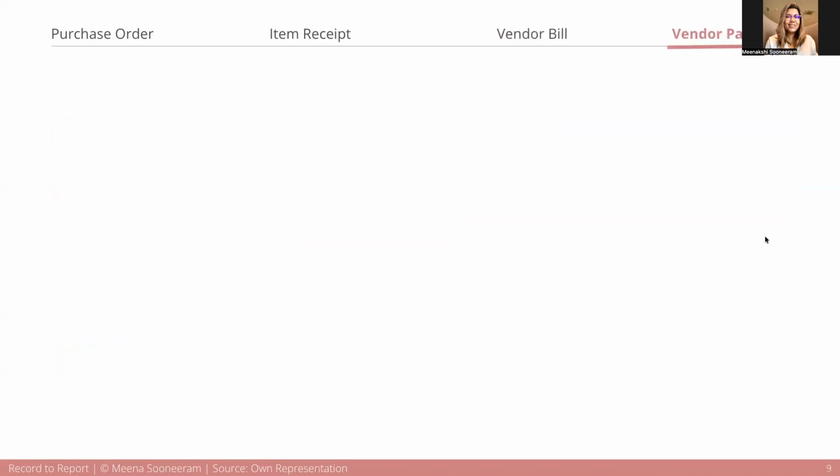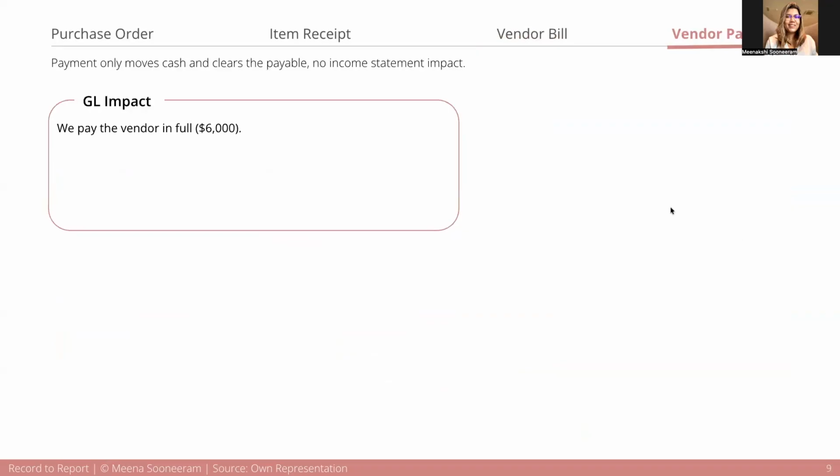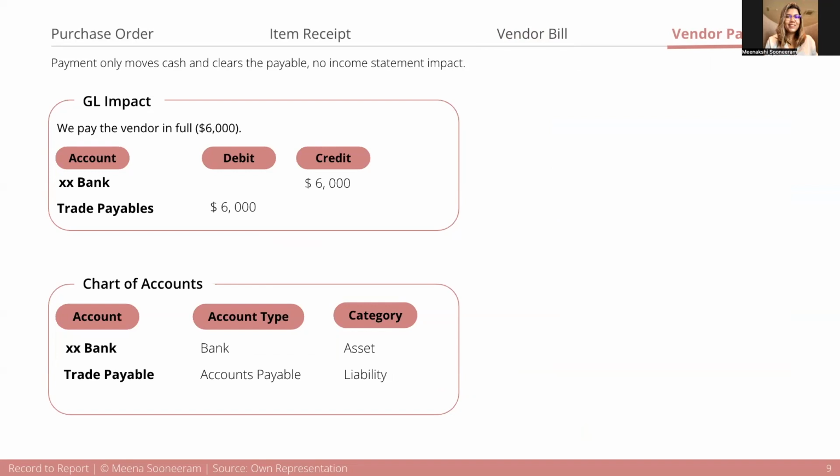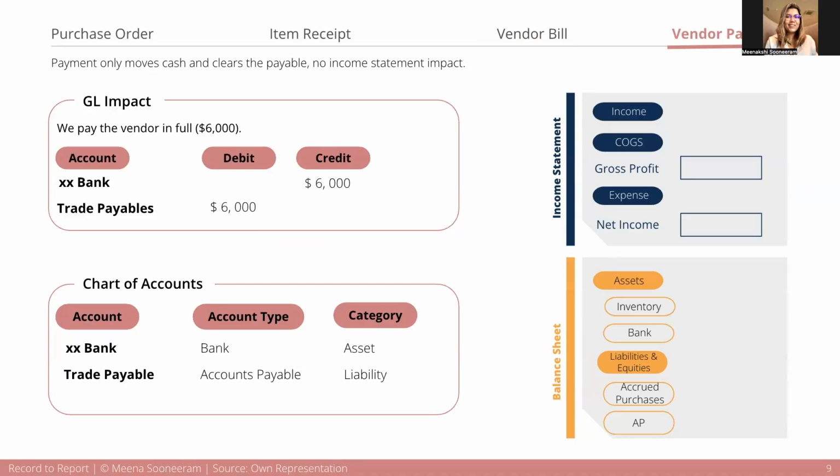To close the P2P process, we have the vendor payment. When we pay our vendor, we are going to credit whatever bank account it might be, and then we're going to debit our trade payables. Looking at our chart of accounts, bank is an asset account, and payable, as we have seen, is a liability account. So nothing is hitting our income statement so far. Why? Because the expense hasn't happened yet. We have simply settled what we owed to the vendor.